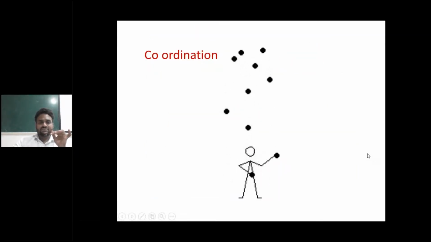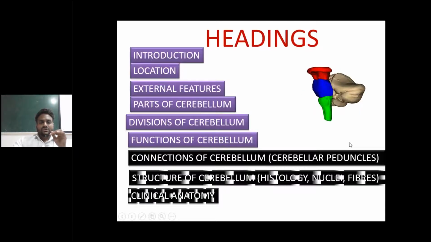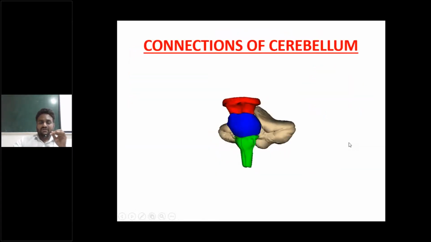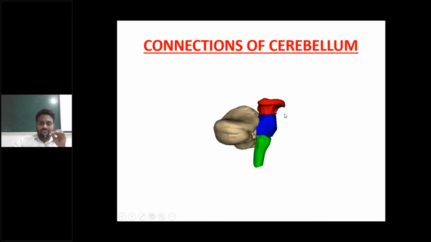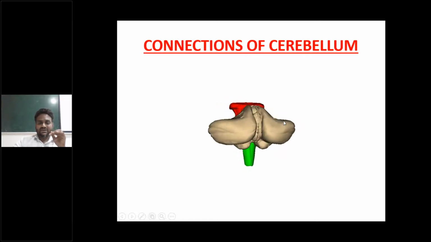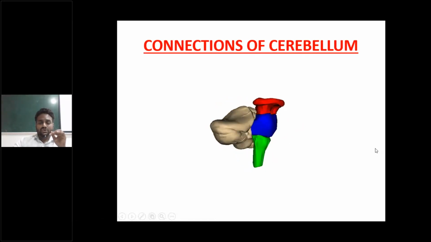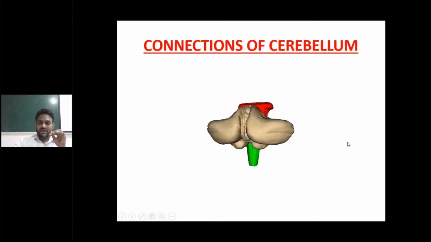Yesterday we saw the coordination, and from here onwards we studied just now. So cerebellum part 2. You know the connections of the cerebellum. The cerebellum is connected with the brain stem, that is midbrain, pons, medulla oblongata. We can see the 3 colors here, through the cerebellar peduncles: superior, middle, and inferior.